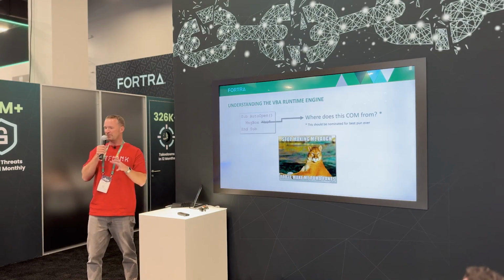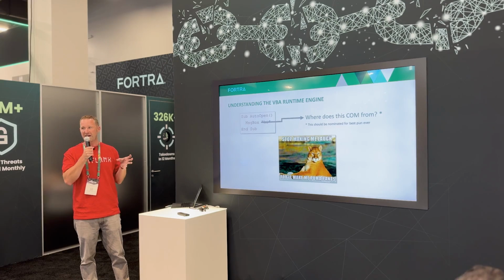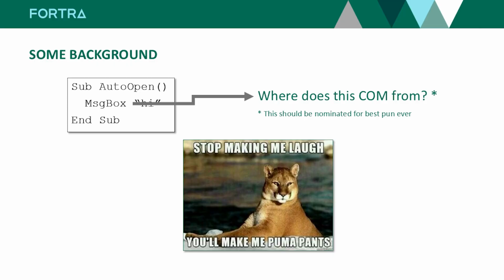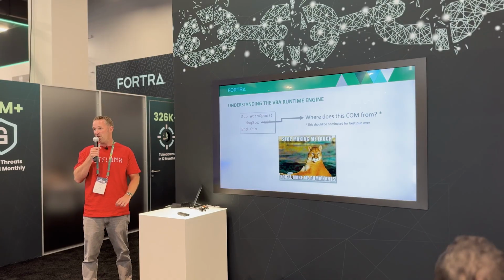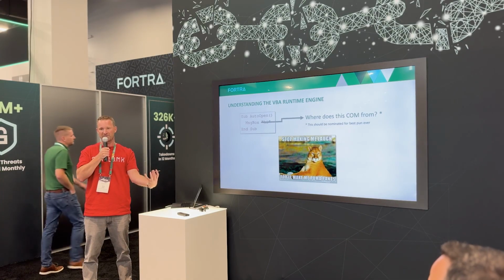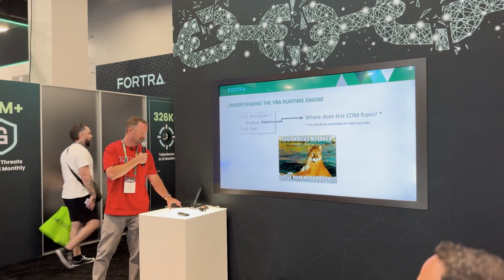So to then understand how we can exploit this, we need to understand how the VBA runtime engine works. And if you've ever wondered, like, if I have a line like MsgBox, how does the VBA runtime know what MsgBox is, where it's coming from, and how it should run? This is COM, the Component Object Model. It's the Microsoft interface where they describe how code from one programming language can interoperate with code from another language.